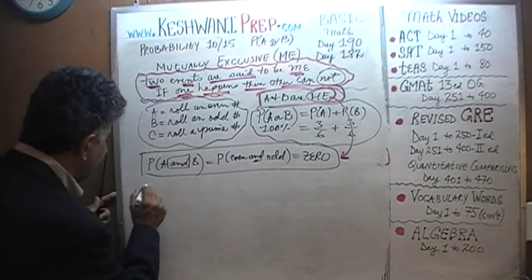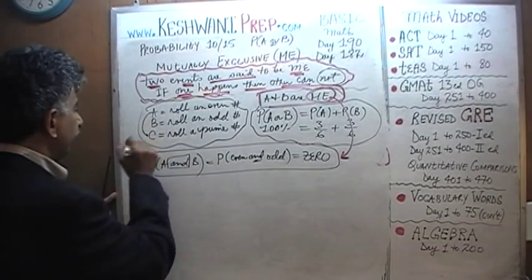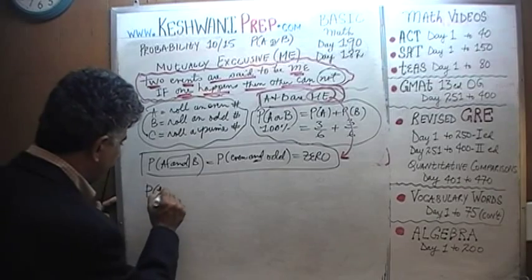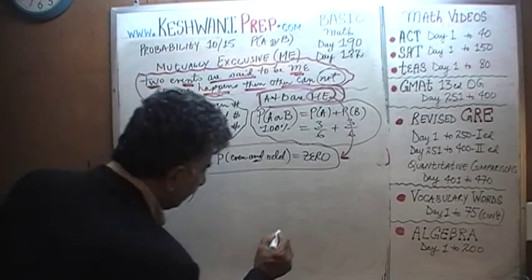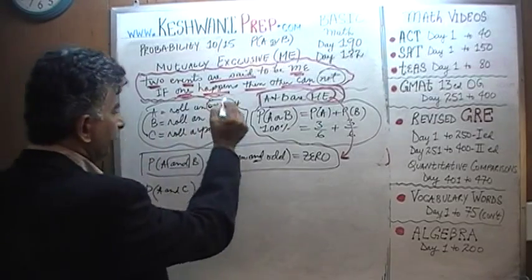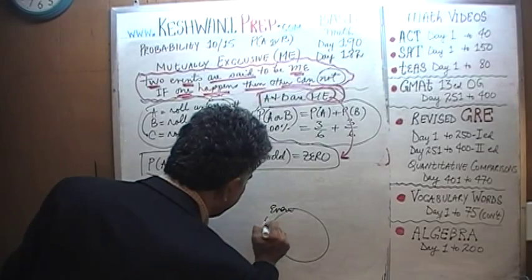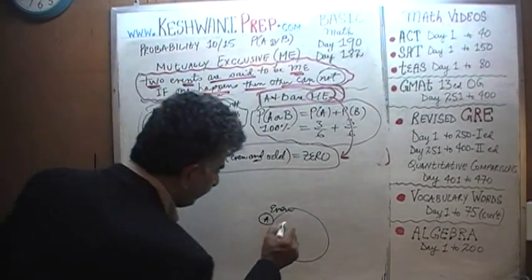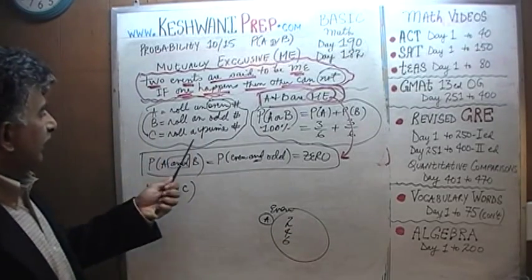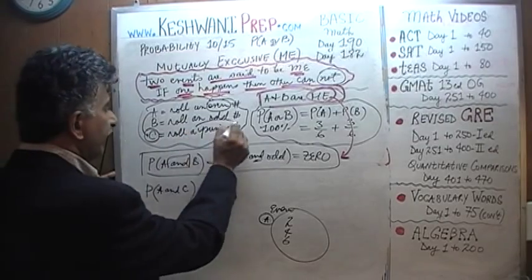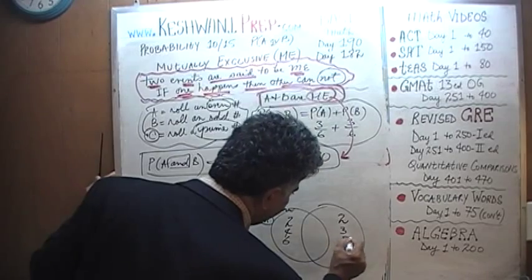We talked about A or B. Let's talk about A and C. Okay, watch what happens. Let's draw the pictures first. So A is the even number. So here are even numbers, which is event A. What are the even numbers? Even numbers are 2, 4, and 6. And then event C are the prime numbers. So let's draw our prime numbers here. The prime numbers are 2, 3, and 5.